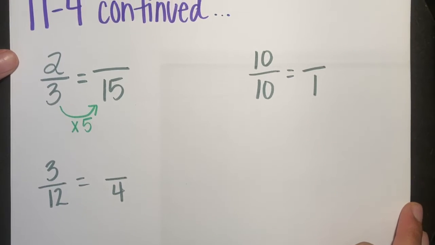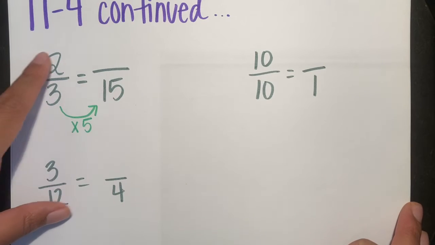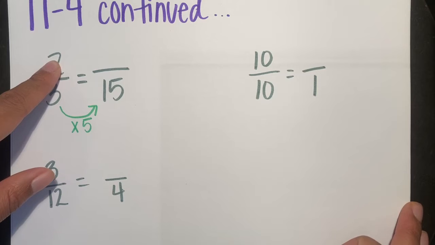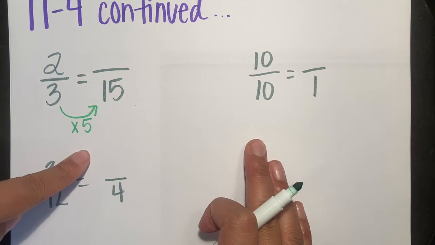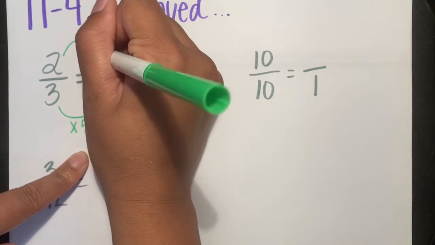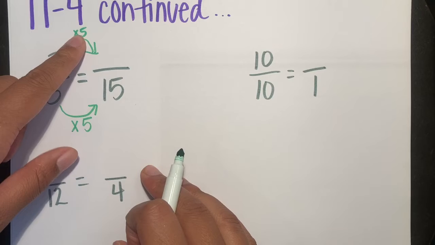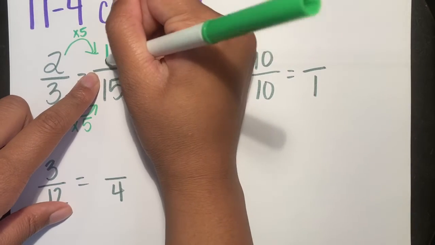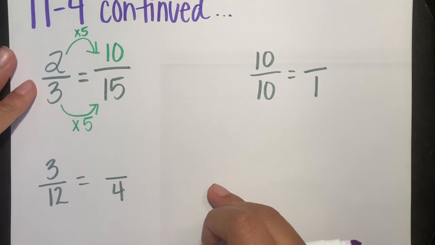Whatever I am going to do to this bottom, the denominator, I'm also going to do to the top, the numerator. If I was to start with the numerator, I would still be multiplying that same number to the denominator. Now I think 2 times 5 gives me 10. Like I said, you could be finding equivalent fractions by multiplying, but you also could be finding them by dividing.